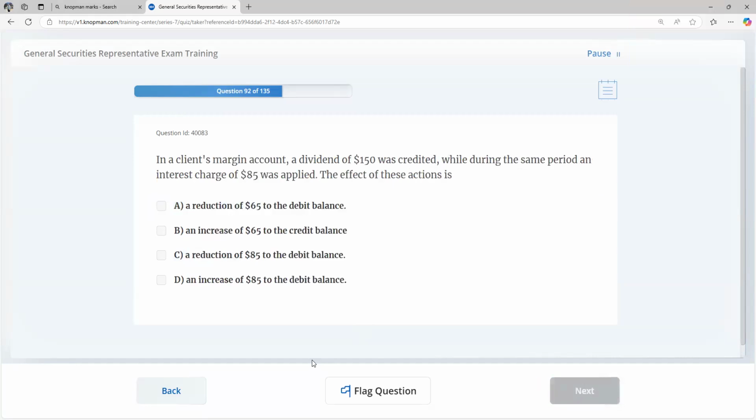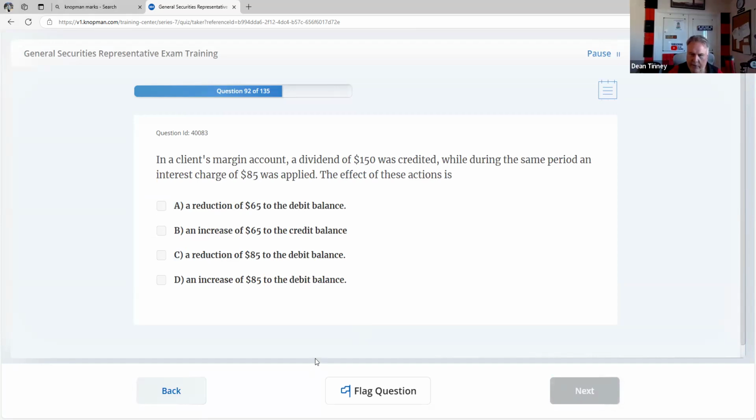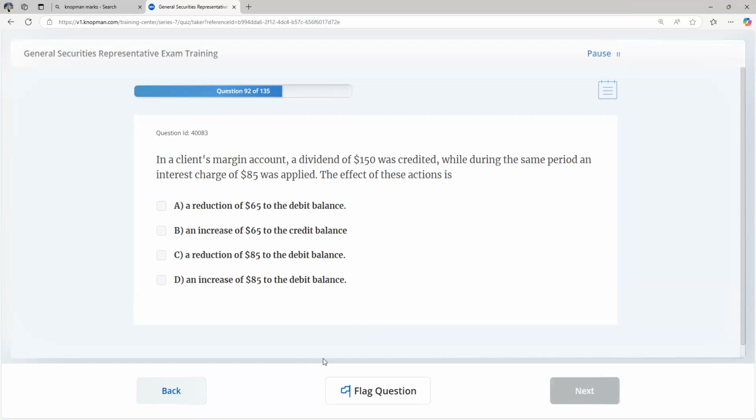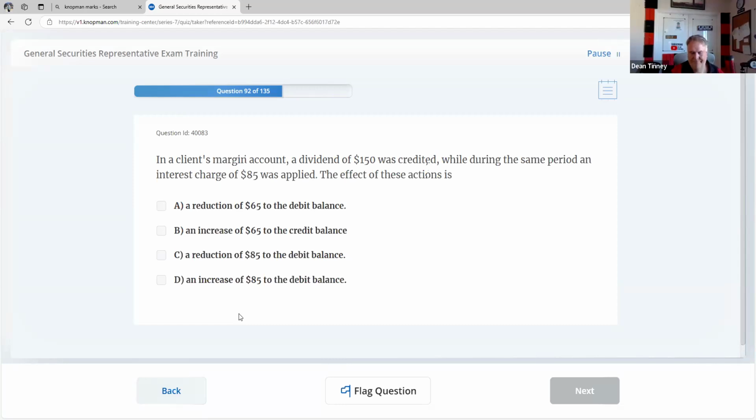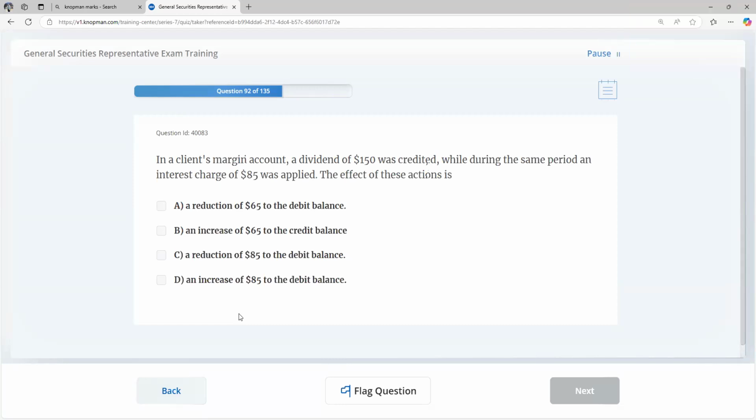In a client's margin account, a dividend of $150 was credited, while during the same period an interest charge of $85 was applied. The effect of these actions is: a dividend was credited, while during the same period an interest charge of $85 was applied.